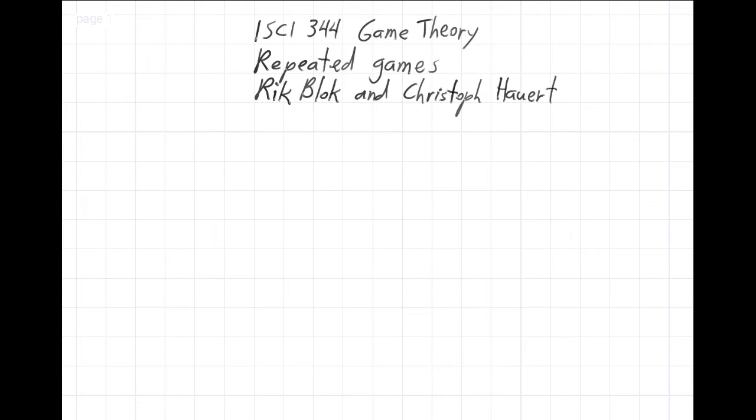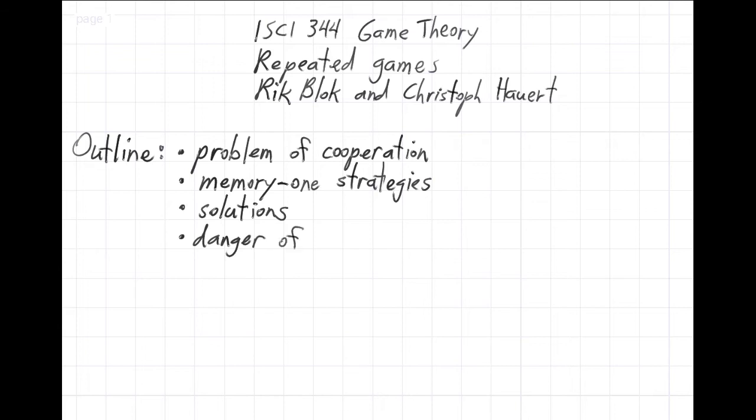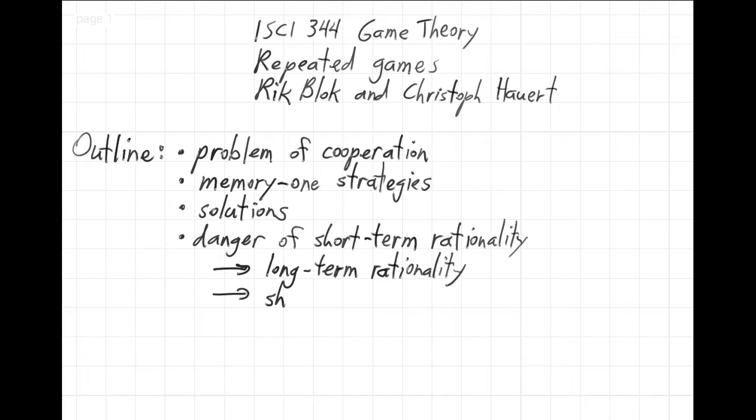Let me break down an outline of what we want to cover today. As we've looked at a few times in the past already, we're going to continue looking at the problem of cooperation. And we'll look at whether repeated games can help solve the problem. The way we'll do that is by introducing a concept called memory 1 strategies. And we'll look at some solutions for these strategies, meaning we're going to develop some solution concepts. Then we'll explore the danger of short-term rationality and look at some ways to get around that. One of them being long-term rationality, and the other being something we'll call the shadow of the future.